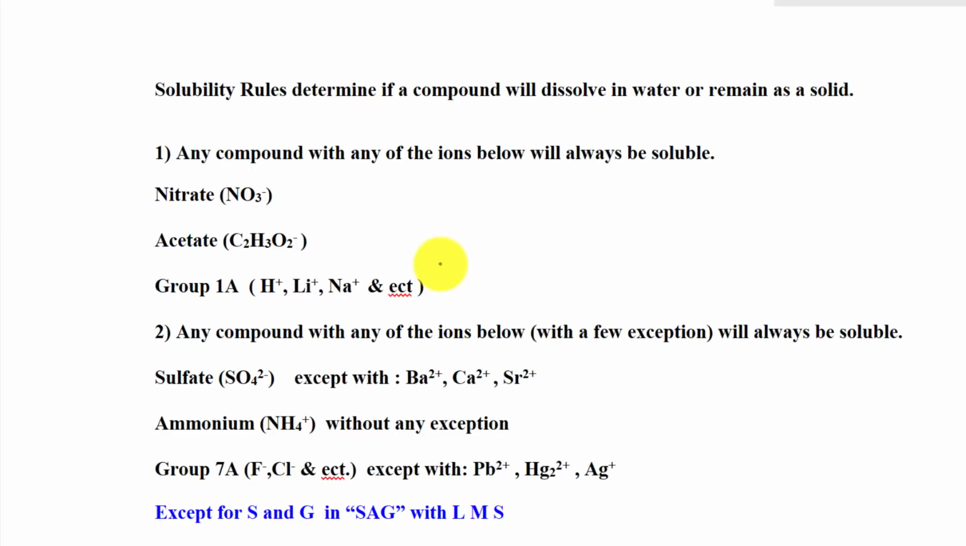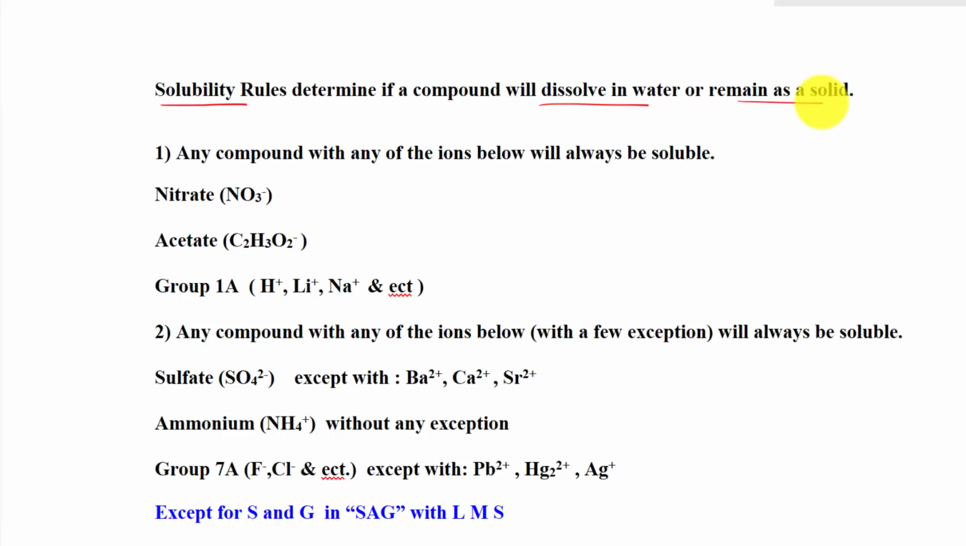In the last lessons, we learned about solubility rules, and we learned about soluble compounds and insoluble compounds. Well, in this lesson, we are going to look at the solubility rules more specifically. By definition, solubility rules determine if a compound will dissolve in water or remain as a solid. Now, this is how you use the rule.